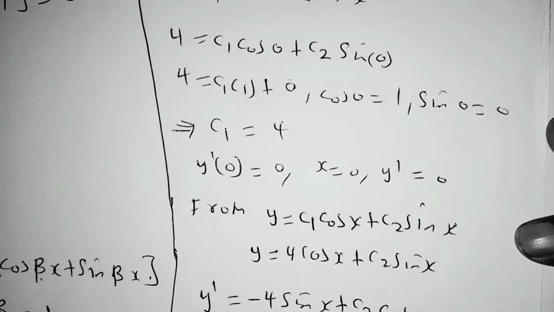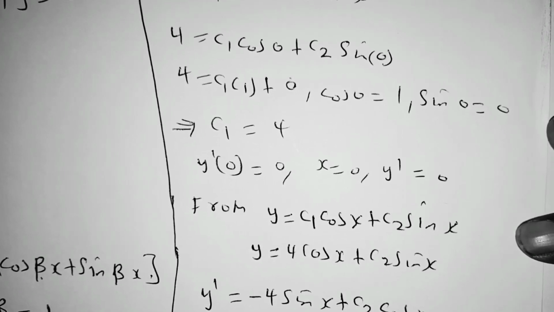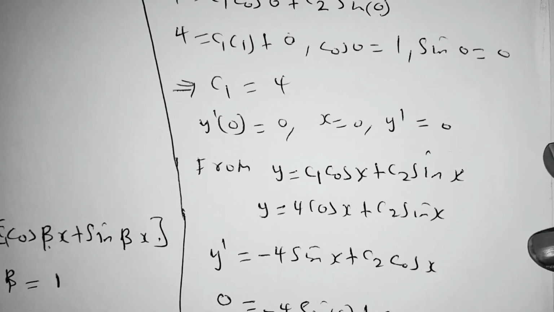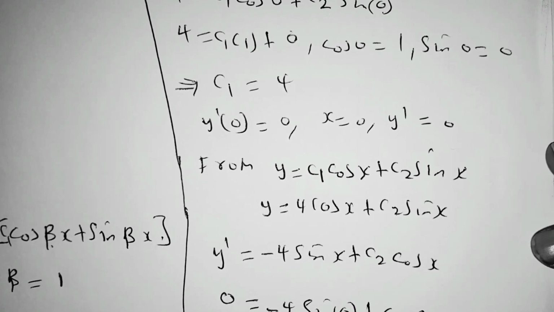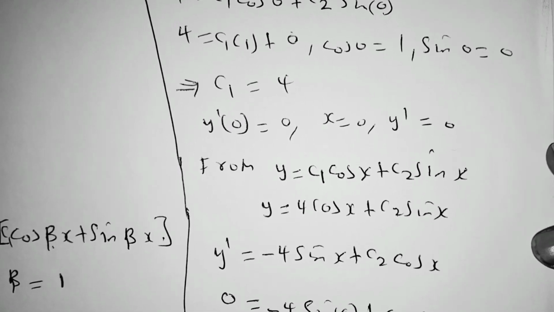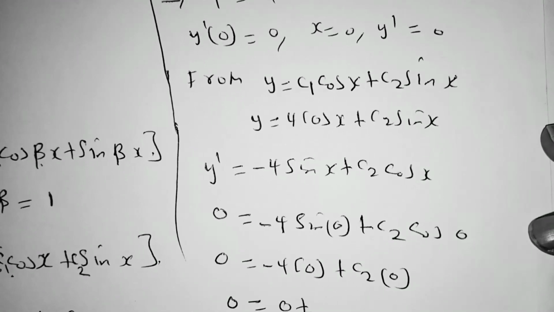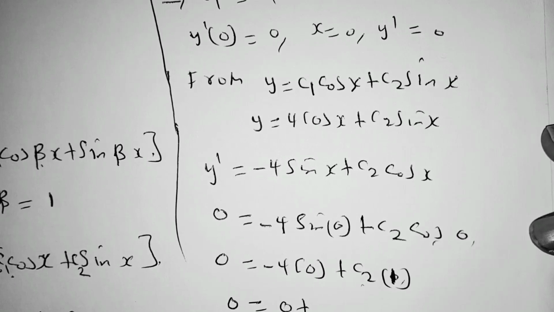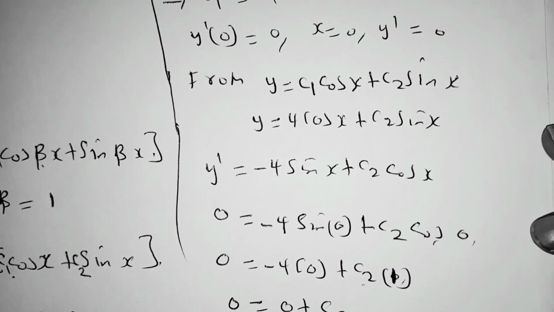So we substitute the initial condition, 0 is equal to negative 4 into bracket sine of 0 plus C2 cos of 0. So 0 is equal to negative 4 multiplied by 0 plus C2. 0 is equal to 0 plus, this is 1, sorry. Cos of 0 is 1, so this is 1 plus C2, meaning that our C2 is equal to 0.